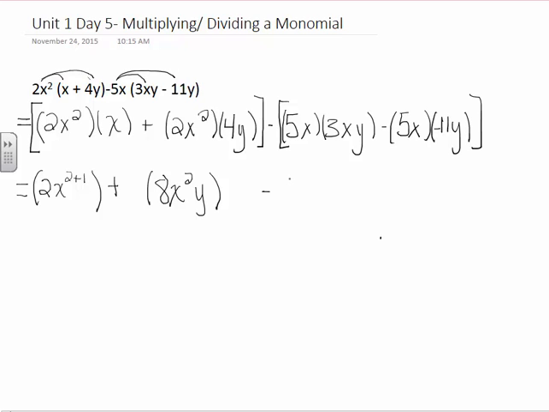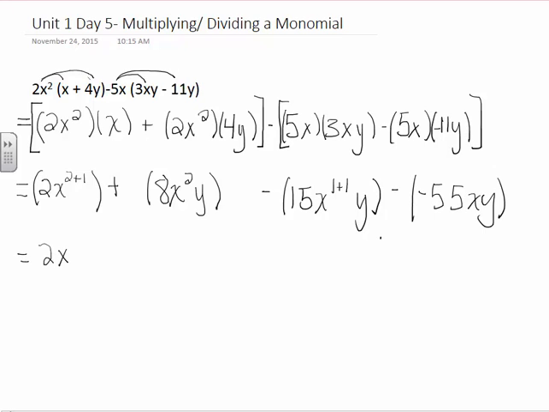And then we have 15, and y does not have another y to combine with. And then we have minus negative 55xy. The next line can be simplified to 2x cubed plus 8x squared y minus 15x squared y plus 55xy.